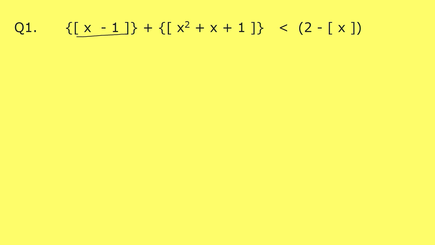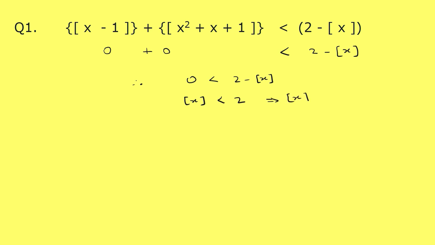Now in the first question you can see this is a greatest integer, which is an integer, so fractional part of that will be 0. Similarly, the second term also has the similar format, it is also 0. So we are going to get 0 plus 0 less than 2 minus greatest integer x. In the next step, you can say greatest integer x is less than 2. This kind of inequality we have seen. Greatest integer x is less than or equal to 1 is what it means, and hence x belongs to minus infinity to 2 open interval. So that is how quickly you can solve this question.